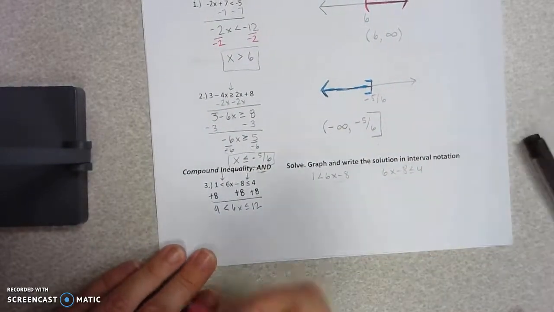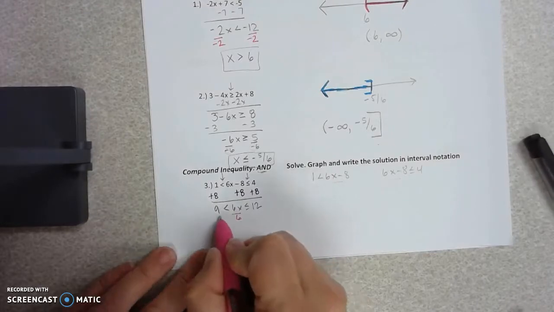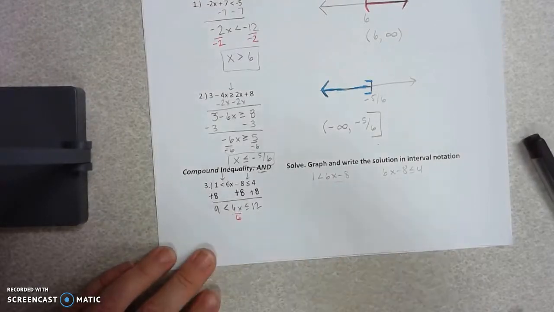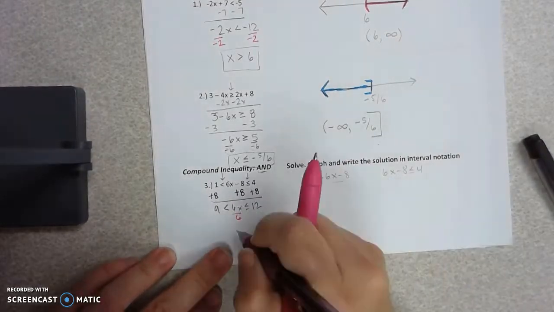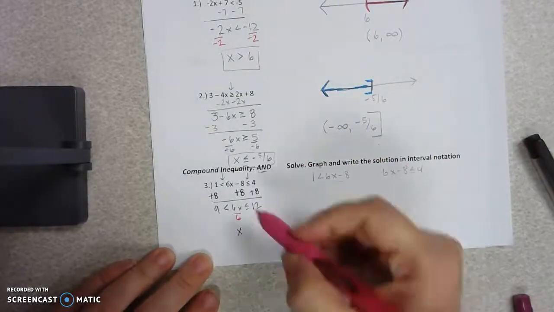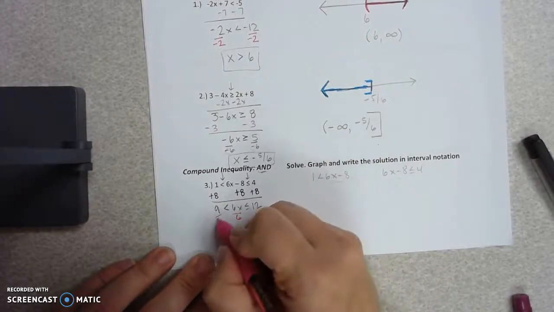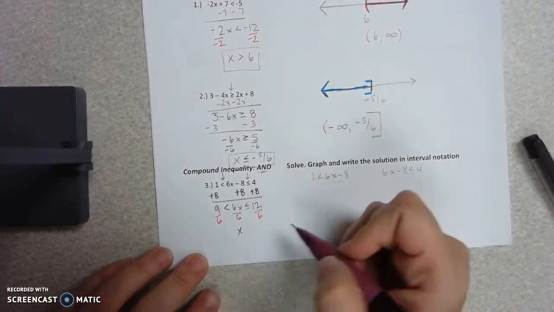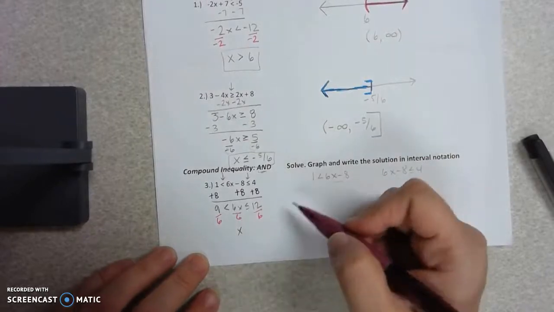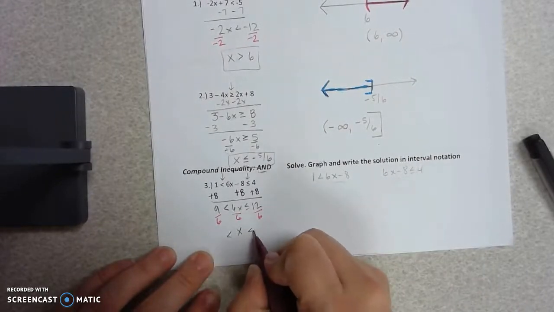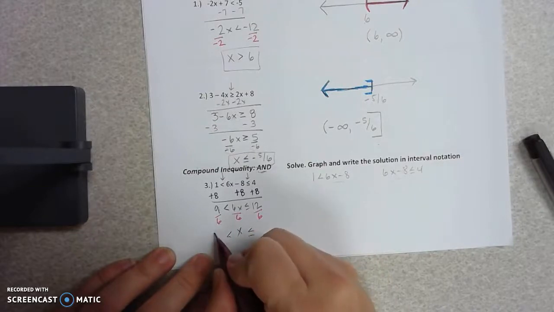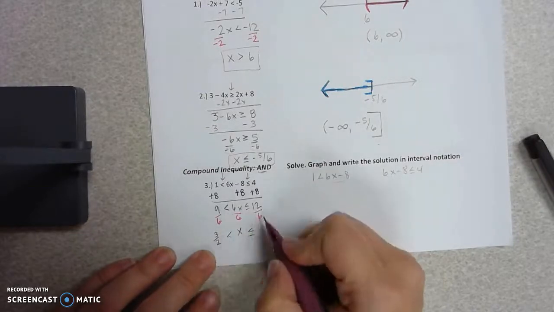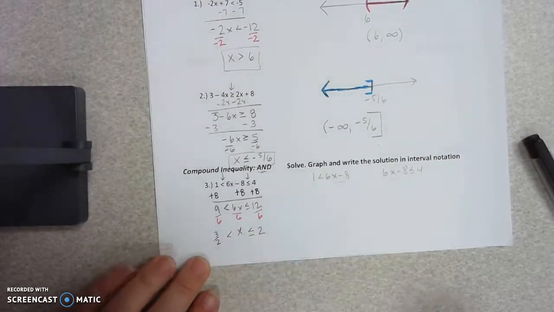Then I'm going to divide by 6 because my goal is to get that variable by itself. That will now leave me an x. If I divide the middle by 6, I have to divide both ends by 6. And then 9 over 6 simplifies to 3 halves, and 12 over 6 simplifies to 2.